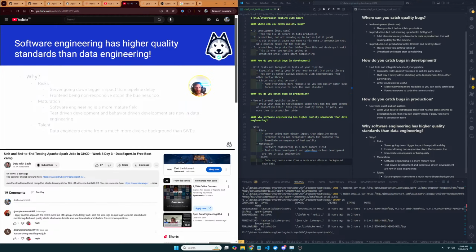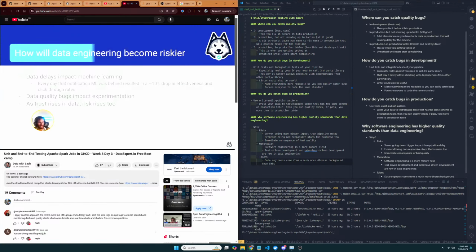But my whole point of talking about this is that data engineers who do have strong software engineering fundamentals are going to be able to up level the quality and maintain really good standards for their data pipelines going forward into the future. So that's my perspective on why software engineering is higher quality. From one angle, it's because it has to be. From a second angle, it's been around longer. And from a third angle, the people coming into data engineering have a more diverse skill set that doesn't necessarily include a lot of these software engineering fundamentals.